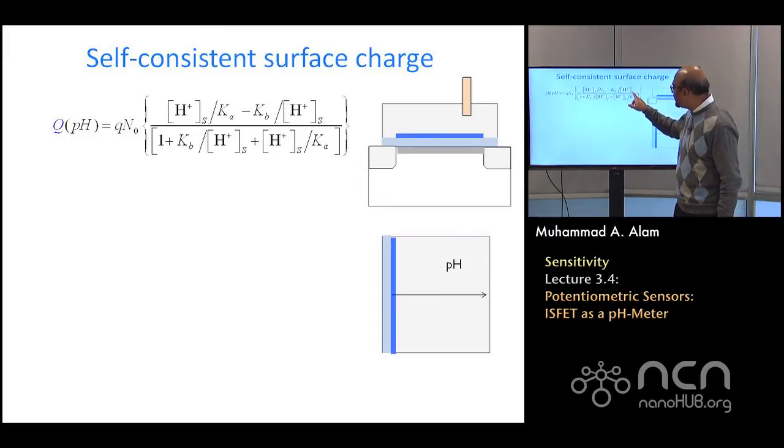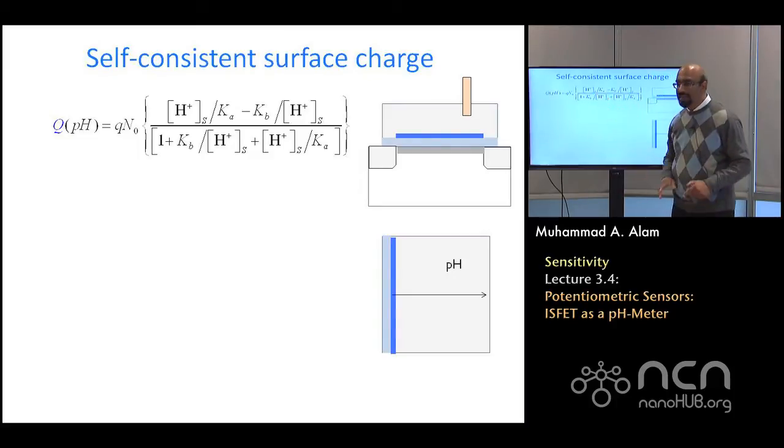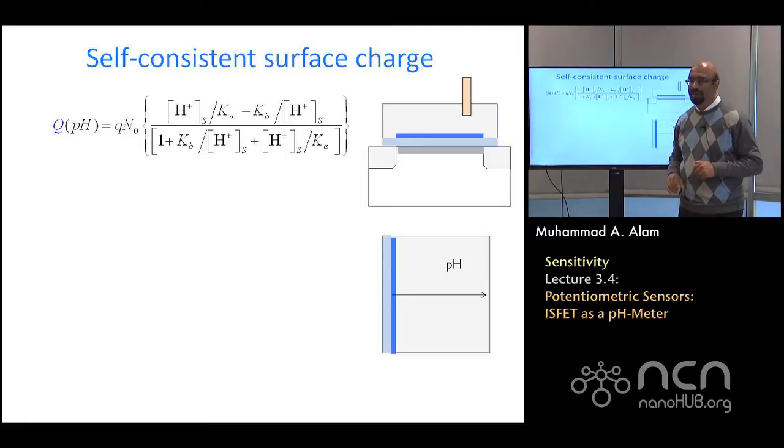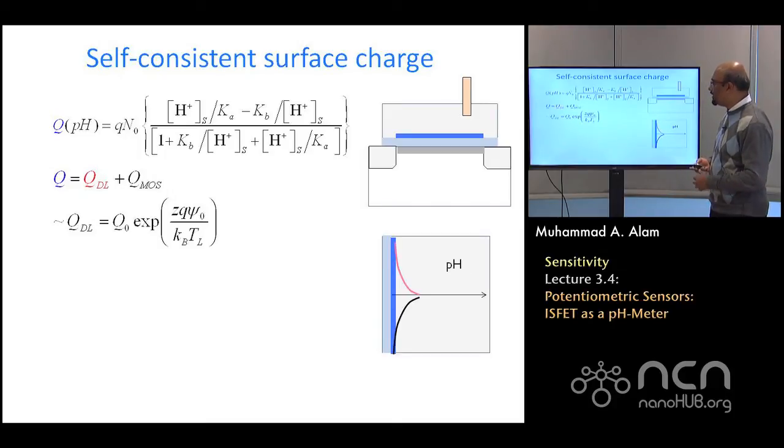The important thing is this subscript S. You see, this subscript says that it's not the bulk solution that we are interested in, but whatever hydrogen atoms are available at the surface is what is important. And that will itself depend on what the charge itself is. So there is a little self-consistency that we have to worry about.